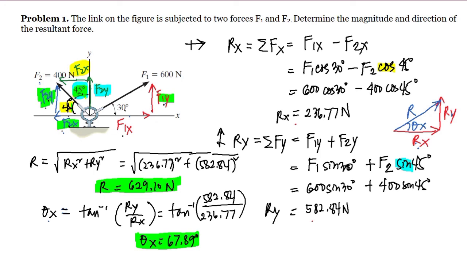So what does it imply? It only implies that the resultant has a magnitude of 629.10 Newton with the direction of 67.89 degrees. Now, if we are going to remove force 1 and force 2, this resultant force will give the same effect on this body in terms of translation.